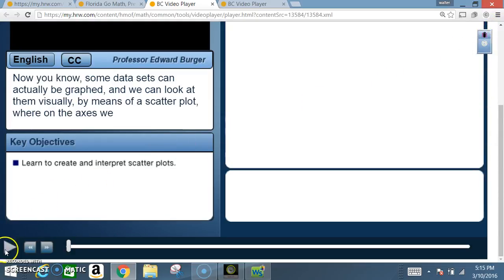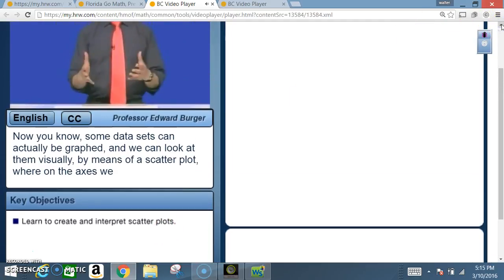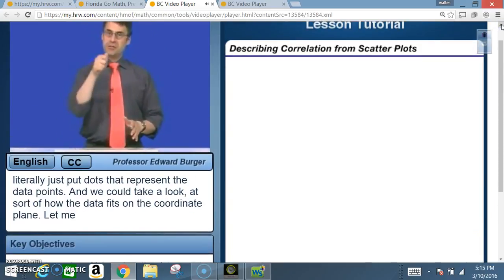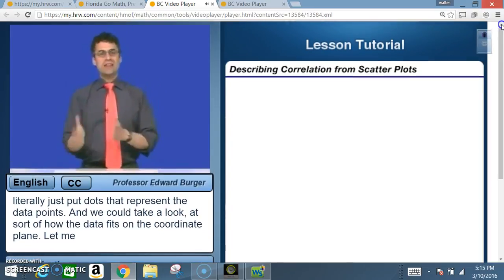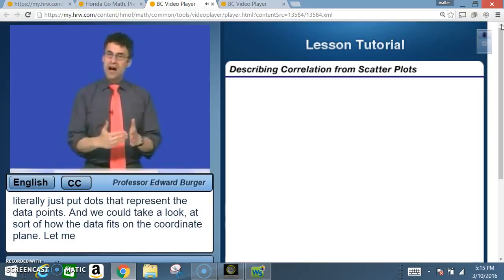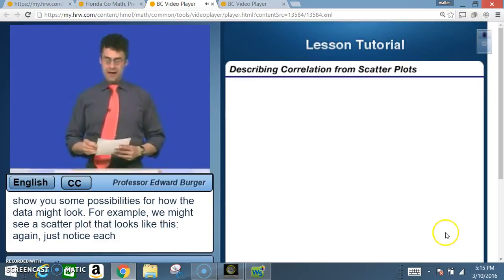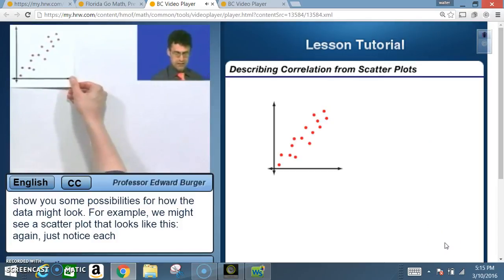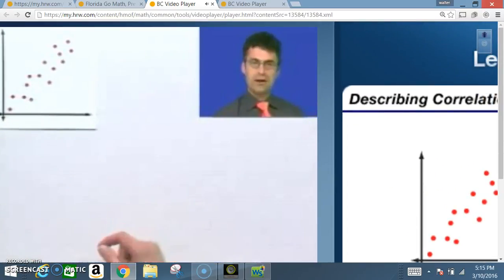Some data sets can be graphed, and we can look at them visually by means of a scatter plot, where on the axes we literally put dots that represent the data points. And then we can take a look at how the data fits on the coordinate plane. Let me show you some possibilities for how the data might look. For example, we might see a scatter plot that looks like this. Again, each point here represents a data point.